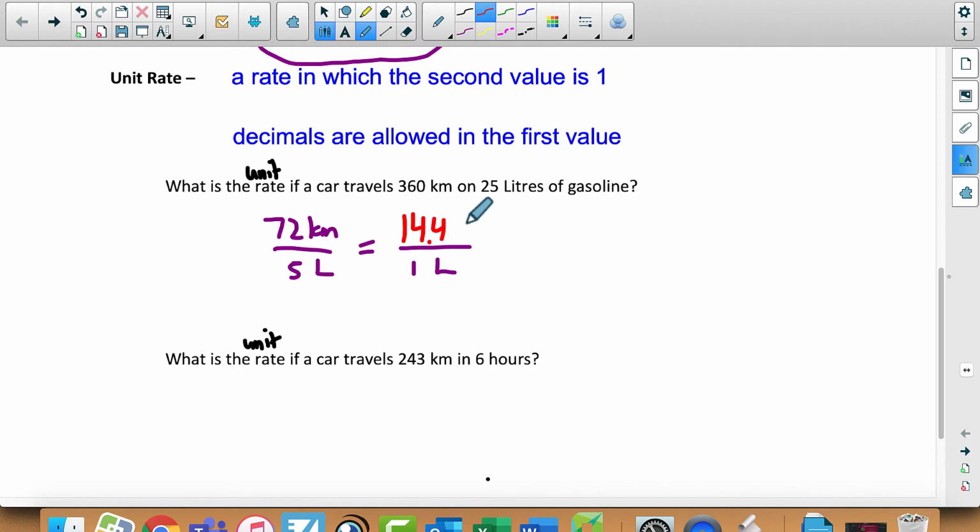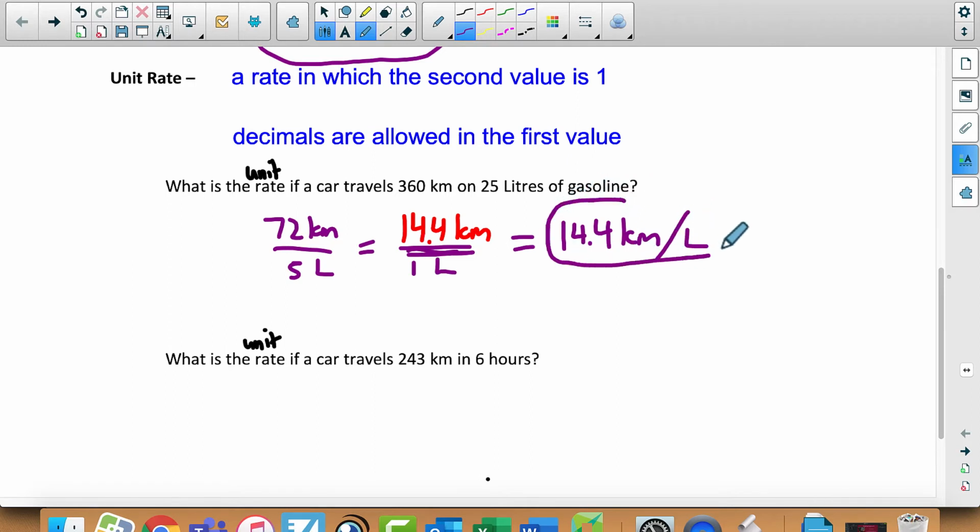14.4 what? 14.4 kilometers. So now we can figure out that the amount of gas the car uses is 14.4 kilometers per liter. That's more useful than 72 kilometers for 5 liters or 360 kilometers for 25 liters. This is the most useful. And in fact, once we've got a unit rate, we often write it like this: 14.4 kilometers, then this line right here, and instead of putting 1 liter, we just write liter. That means 1 liter. So this is 14.4 kilometers per liter, or per 1 liter. That's the way it's often written.